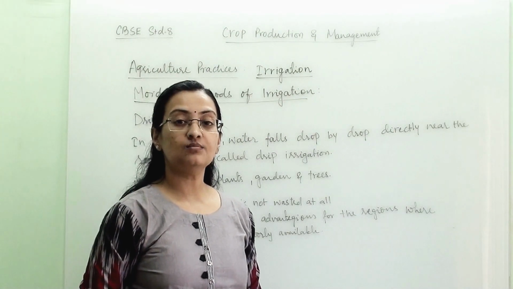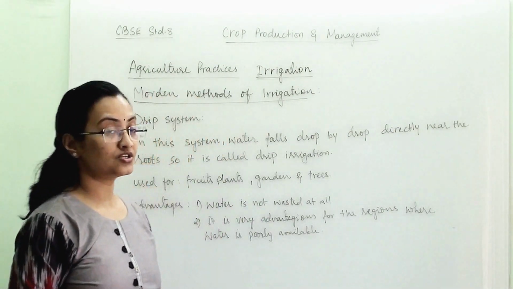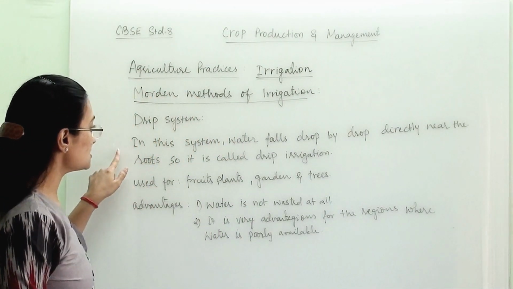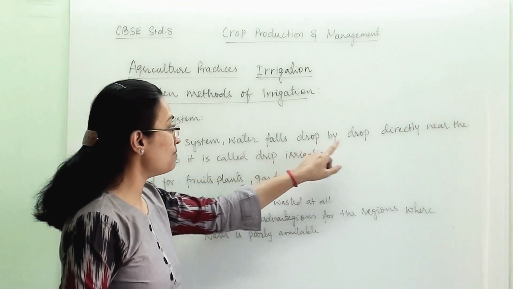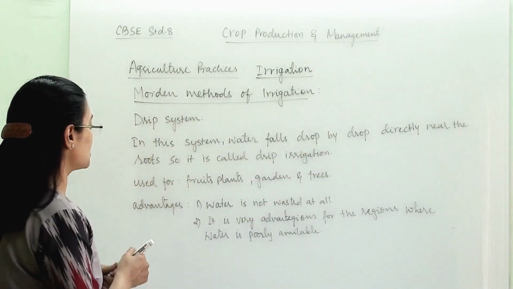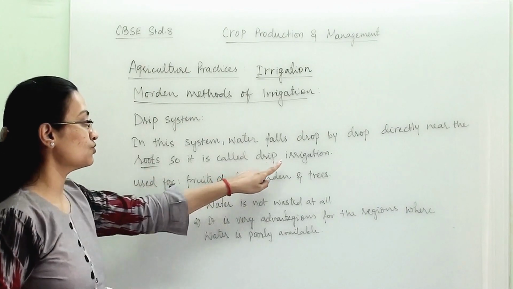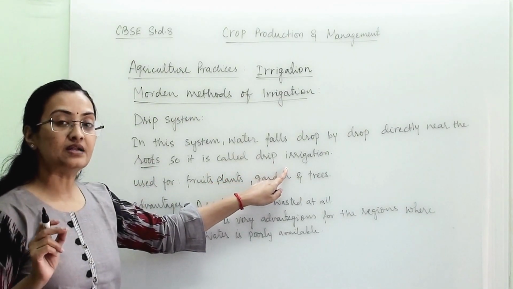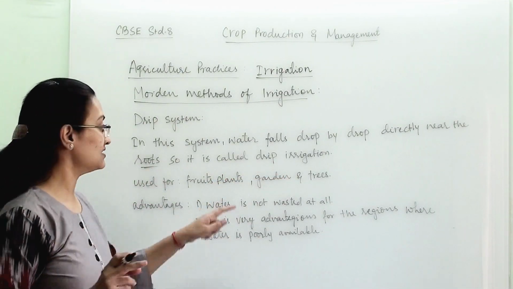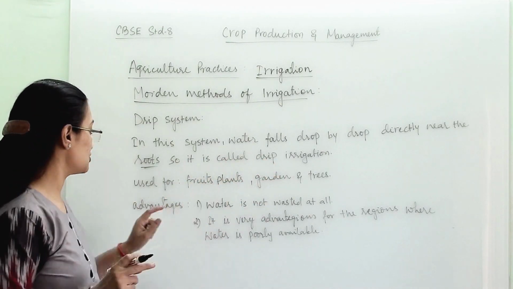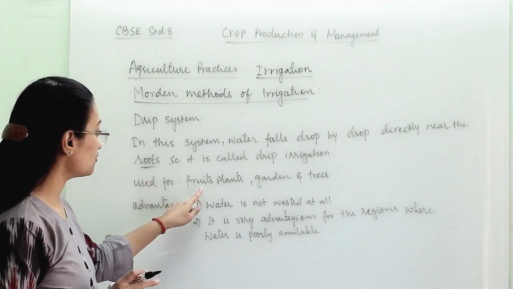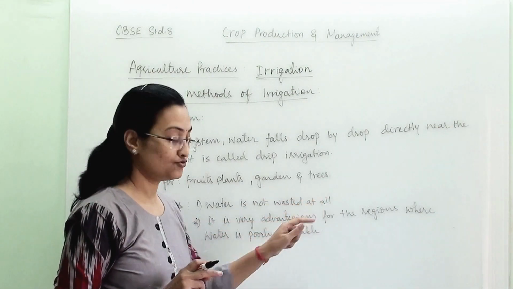Now let us learn about the second modern method of irrigation, and that is the drip system. In this system, water falls drop by drop directly near the roots, and that is why it is known as drip irrigation. Drip by drip we are giving water to the plant. And it is used for fruit plants, gardens and trees.